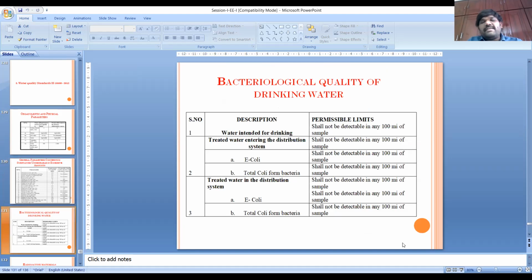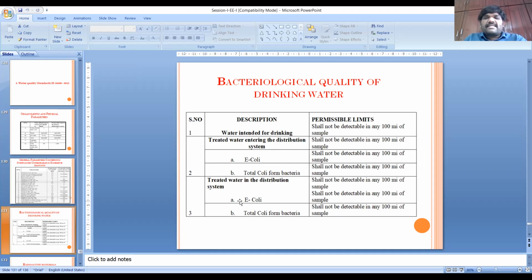Here, bacteriological quality has been divided into categories: treated water entering the distribution system, and water intended for drinking. For water intended for drinking, bacteria shall not be detectable in any 100 ml of sample. In the same way, when the water is entering into the distribution system, E. coli shall not be detectable in any 100 ml of sample. Simply, the total coliform bacteria also shall not be detectable. That means the bacteria must be absent.